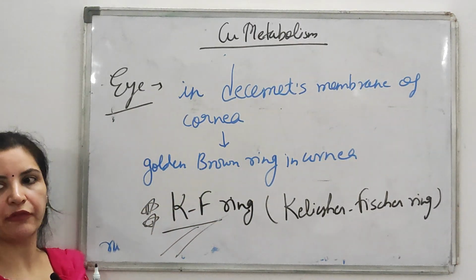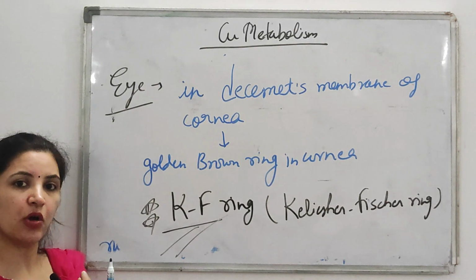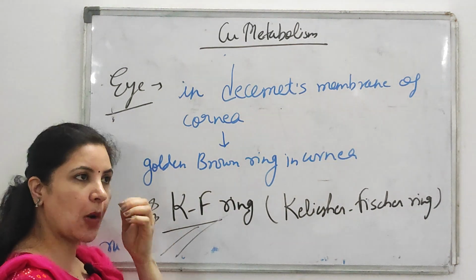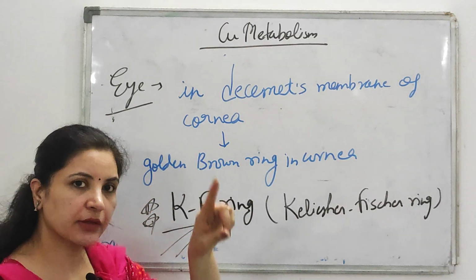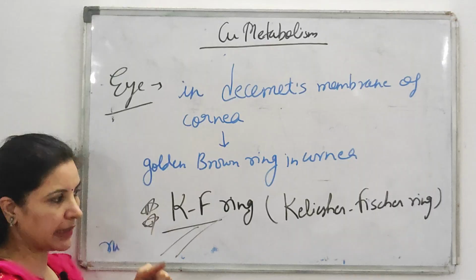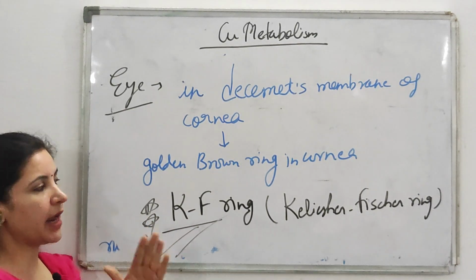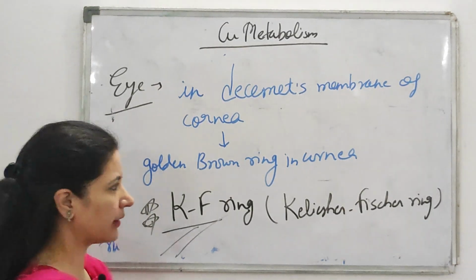In which disease is the KF ring or Kayser-Fleischer ring deposited in the cornea? The disease is Wilson disease. Why? Because there is excess copper, and that excess copper gets deposited into the Descemet's membrane. In the cornea there is a membrane-like structure, and that excess copper gets deposited into the Descemet's membrane of the cornea and forms a golden brown ring. Like that.